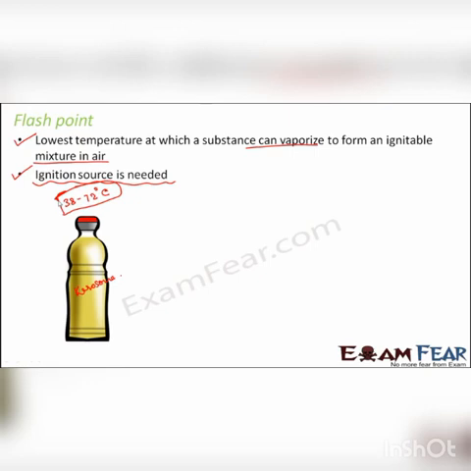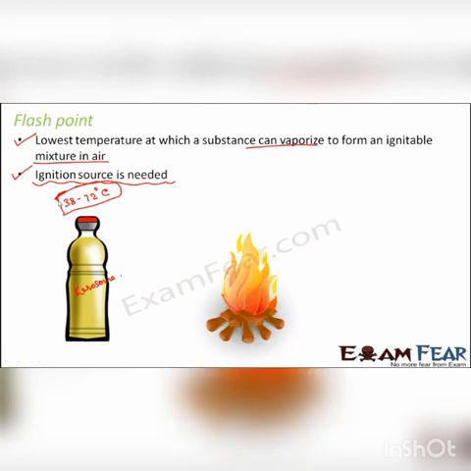Now, if you compare the flash point of kerosene with that of wood, the flash point of wood is quite higher when compared to kerosene. Since wood has a higher flash point than kerosene, kerosene catches fire more easily.